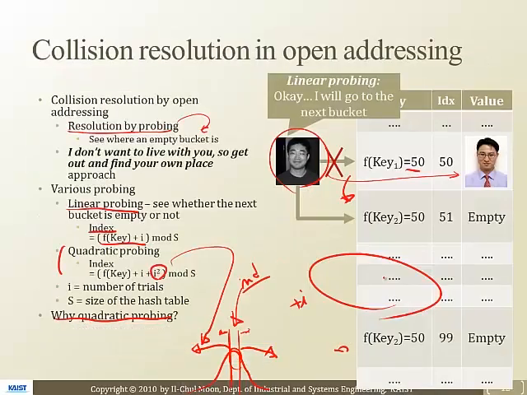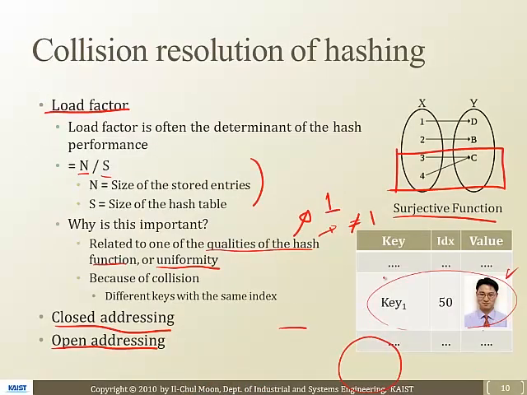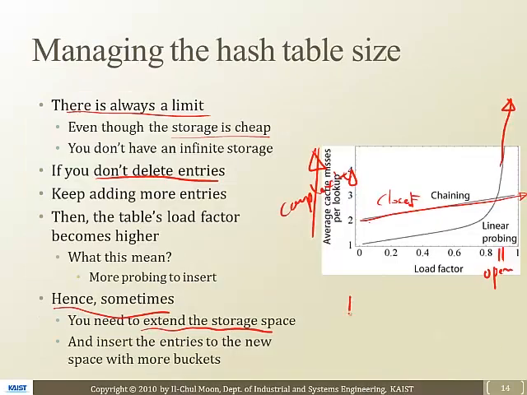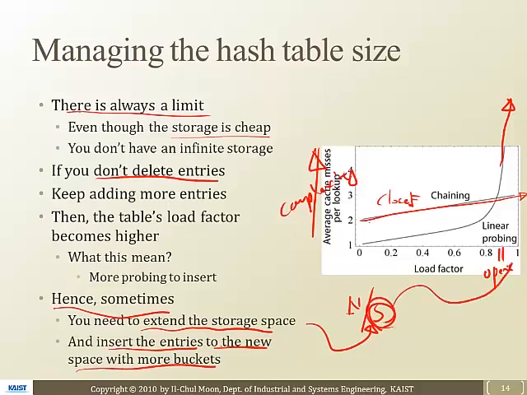The load factor was n/s, where n was the stored entries and s is the hash table size, right? And what you want to do is increase s, because there is nothing we can do about n, right? Or insert the entries into the new space with more buckets. So by increasing s, we can bring our load factor down so that we can still keep the efficiency here.